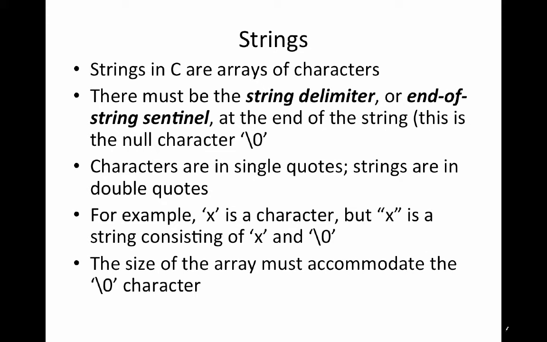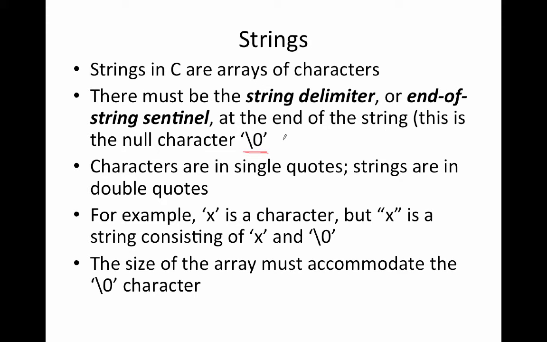Strings in C are stored as arrays of characters, so an array in which every element is a character. You have to have what is called the string delimiter, or the end of string sentinel, at the end of the string. And this is the null character, which is \0.